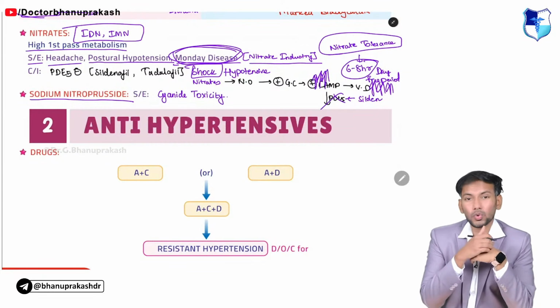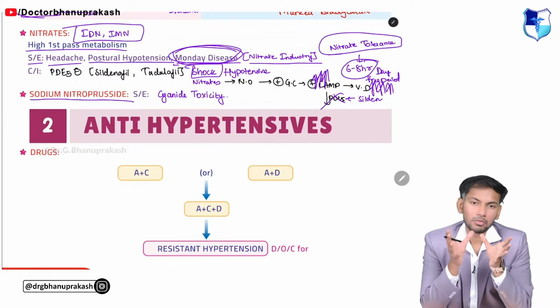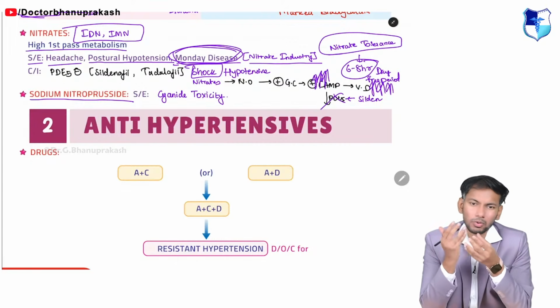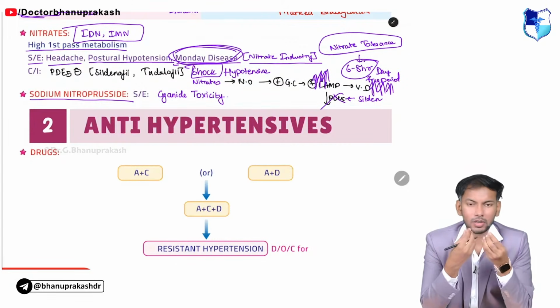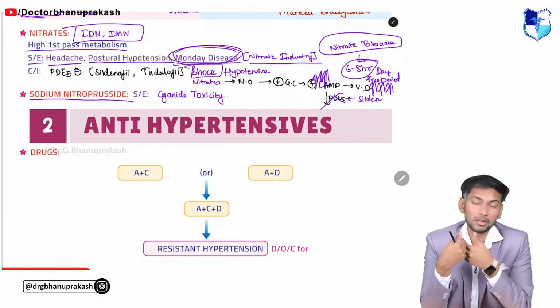It is also photosensitive. That means if you give it in the light, this drug will be broken down. So what you do, you cover it with dark paper or a dark cover, and then you give the IV injection. That is sodium nitroprusside.